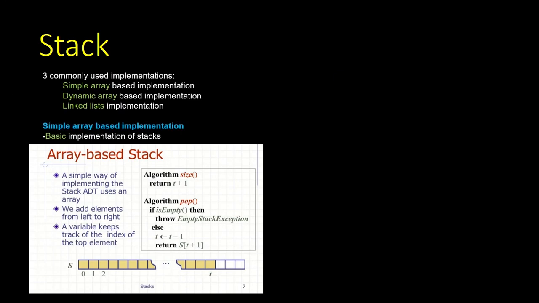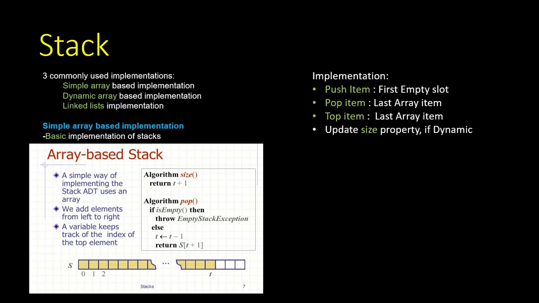So we have three commonly used implementations: the simple array-based implementation, the dynamic array-based implementation, and the linked list implementation. First, here we have the simple array-based implementation, which is the basic implementation of stacks. In our representation right here, it's just a simple way of making stacks. You add elements from left to right. It always starts at index 0.